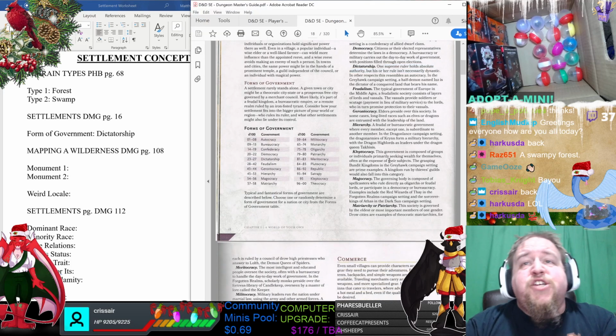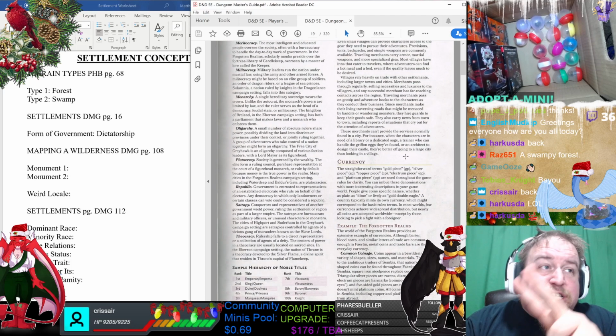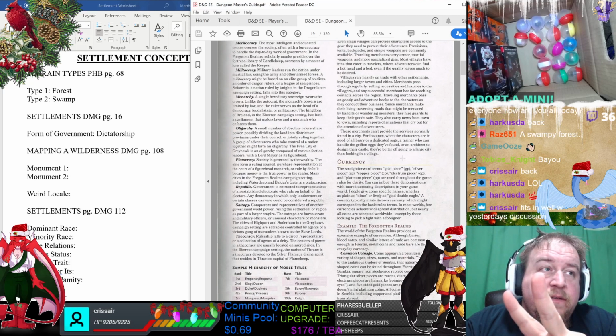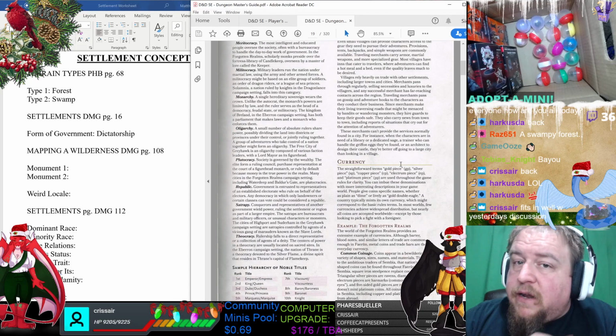Also, when I am generating terrain, in addition to the two biomes, the two environments that are predominant, again, you can sprinkle in other things too.